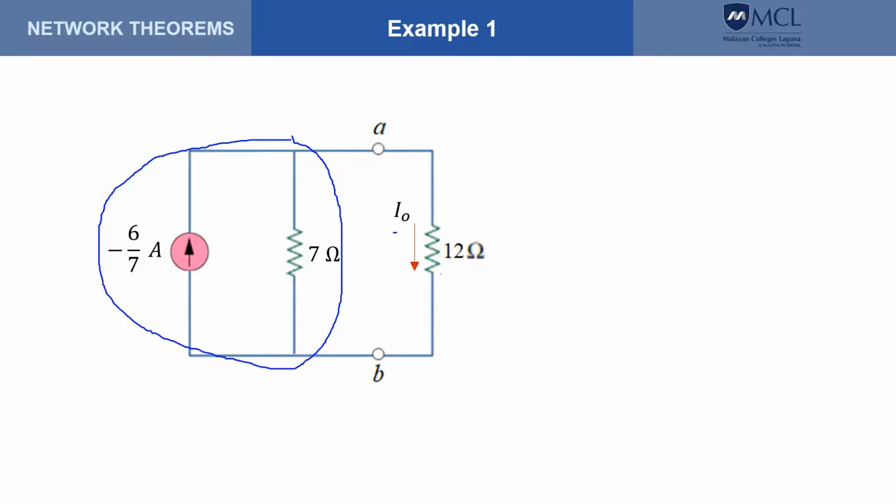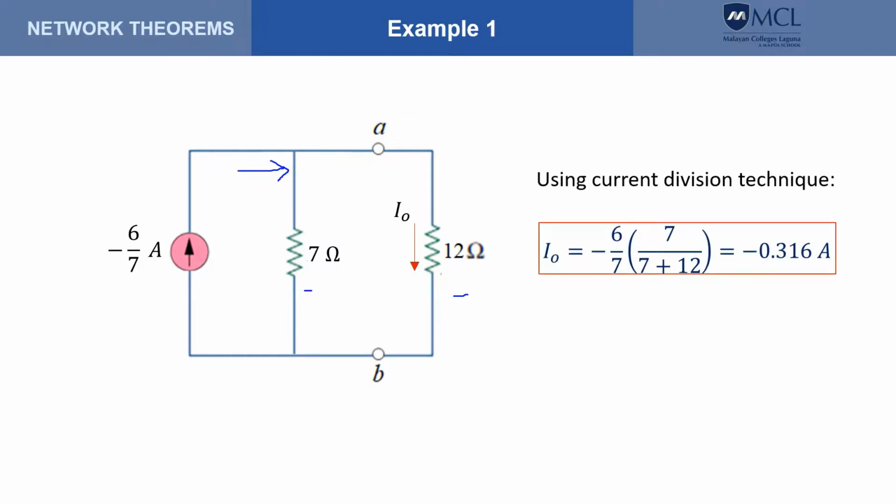Now this circuit, as you will notice, is ripe for a current division because we have two resistances in parallel, and current is entering that parallel combination. Therefore, I sub naught is the current that is entering the parallel combination times a factor. That will give us this answer, which is the same as the previous answers that we have.